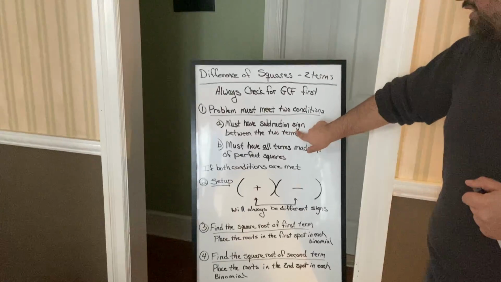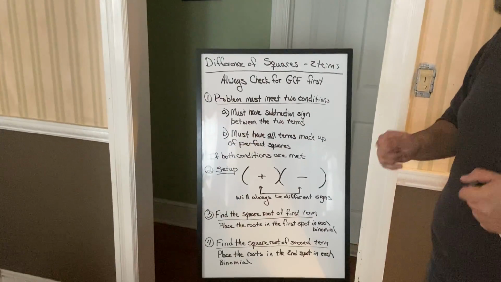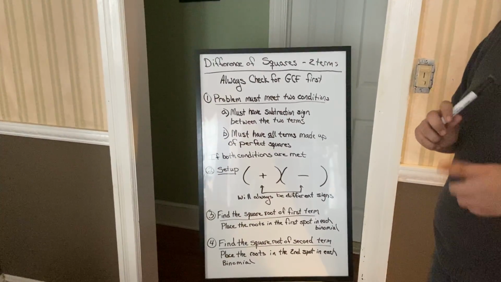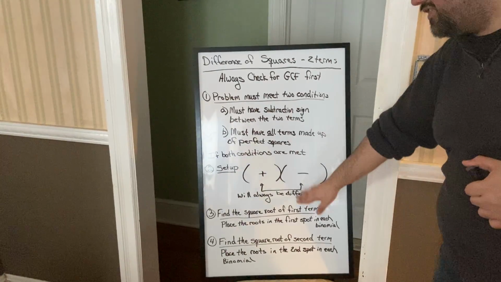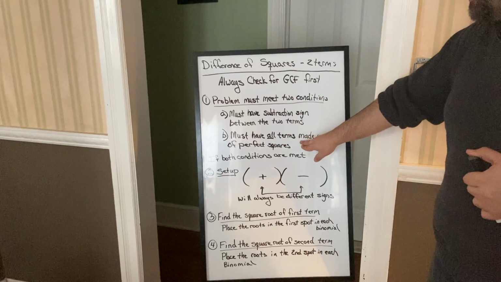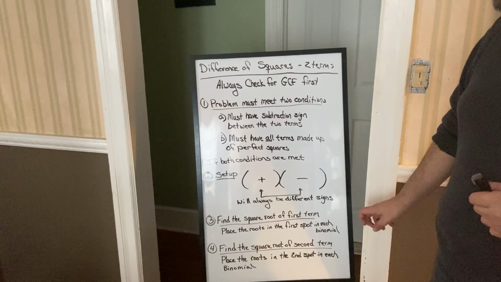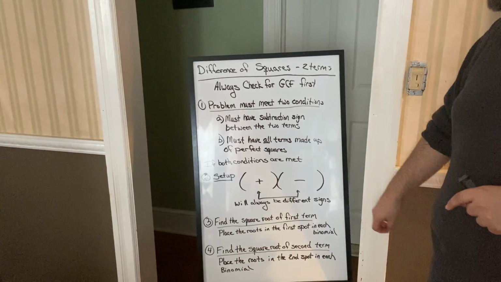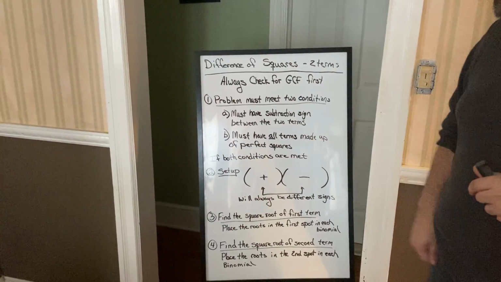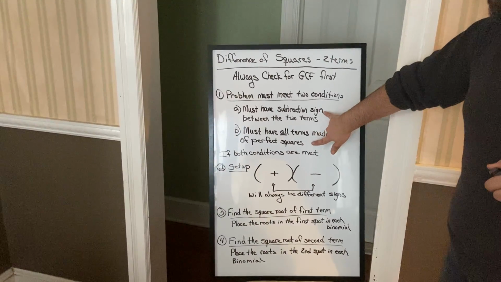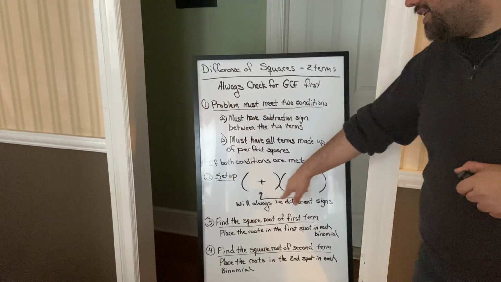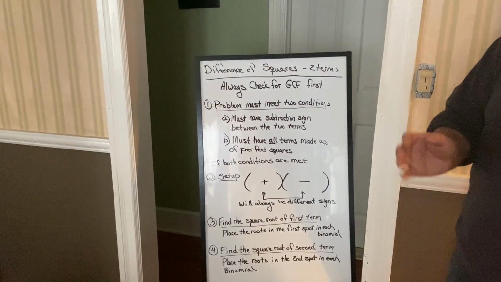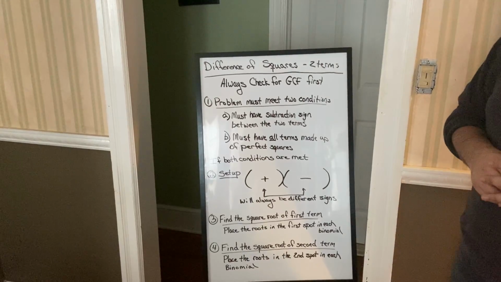The first condition is that the 2 terms must have a subtraction sign between the terms. Okay? So if you had an addition sign, you cannot do these steps. The second condition is that all pieces, all the terms, have to be made up of perfect squares. I'll talk about that in a second. If you meet both of these conditions, not just one, but both, then you can factor out by doing the setup. Remember setup, where we're actually factoring our 2 sets of parentheses.